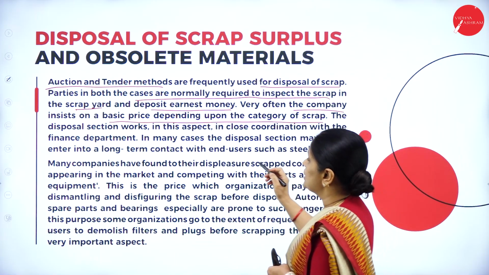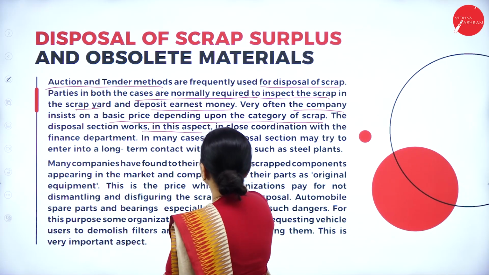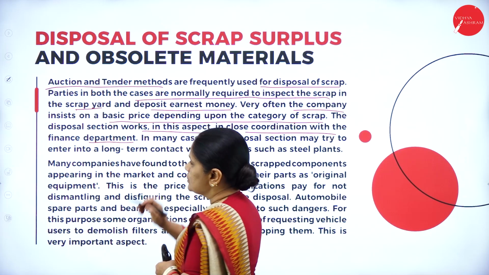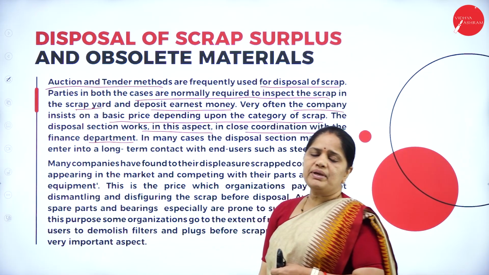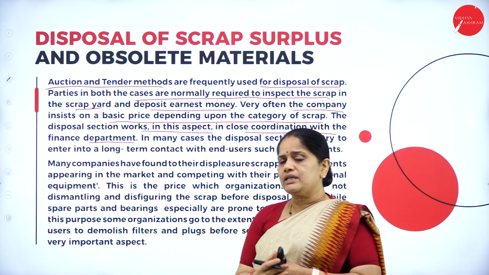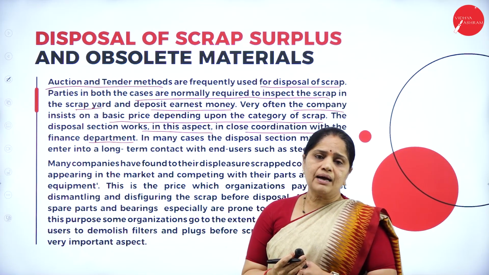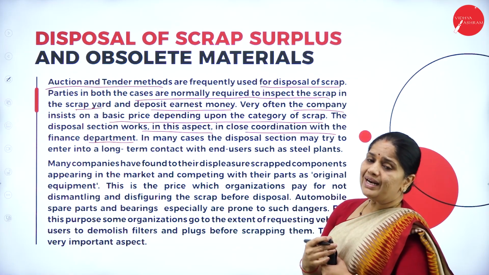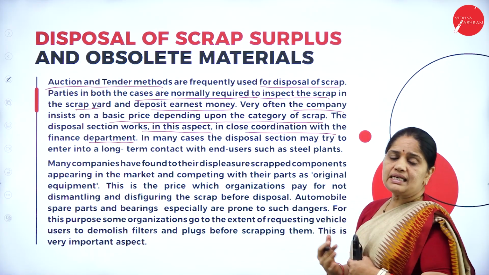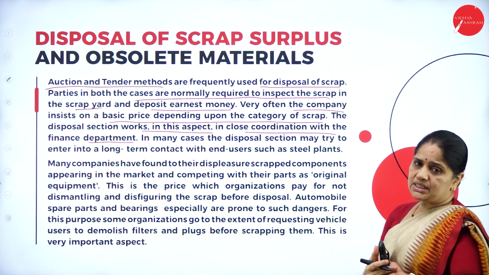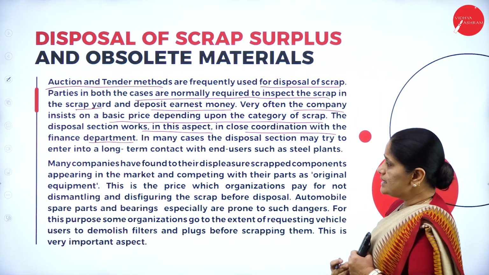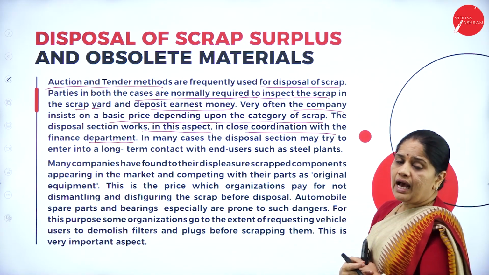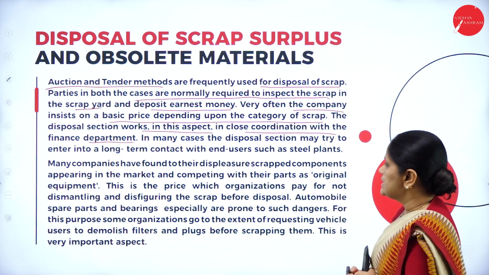The disposal section works in this aspect in close coordination with the finance department. In this auction, there will be a bid for the scrap material, and the company will fix a minimum price for the scrap, and over and above that, whoever is the highest bidder can purchase the scrap. So in this way, the disposal section has to work closely with the finance department.